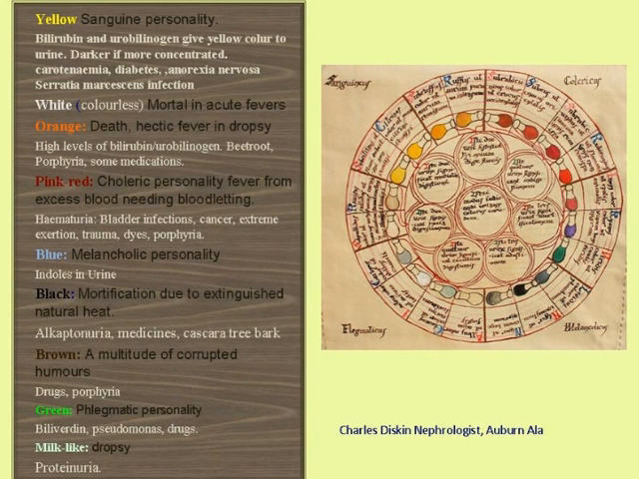And this is the various bacterial products from stuff in the gut called indoles, that can then be excreted into the kidneys, and they can make the urine go a variety of interesting hues. Black, mortification due to extinguished natural heat. Doesn't sound healthy, does it? Alkaptonuria, medicines, and also taking the tree bark of the cascara tree. And brown is a multitude of corrupted humours, and so it goes on. They also diagnose some things as milk-like, dropsy. This is what we'd recognise as cardiac failure today, and proteinuria can be a consequence of that. And turbid, the woman is not a virgin. Now, turbid urine occurs in urinary tract infections, which can often be stimulated by honeymoon cystitis, which actually probably is where that particular diagnosis came from.